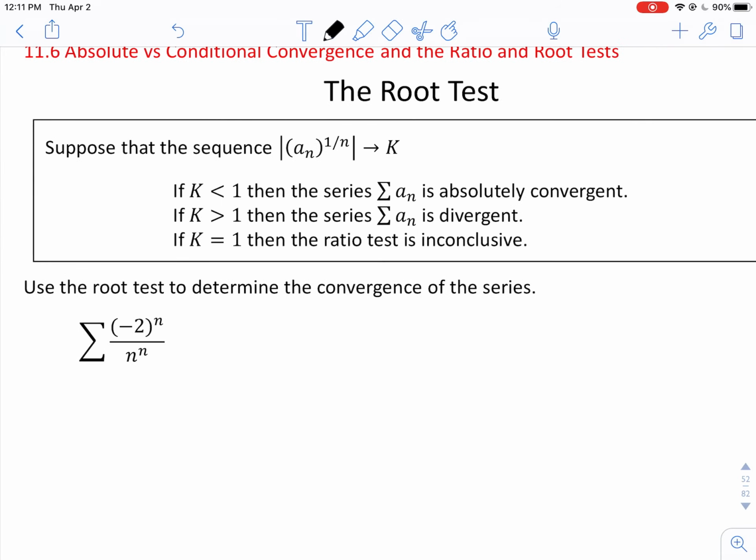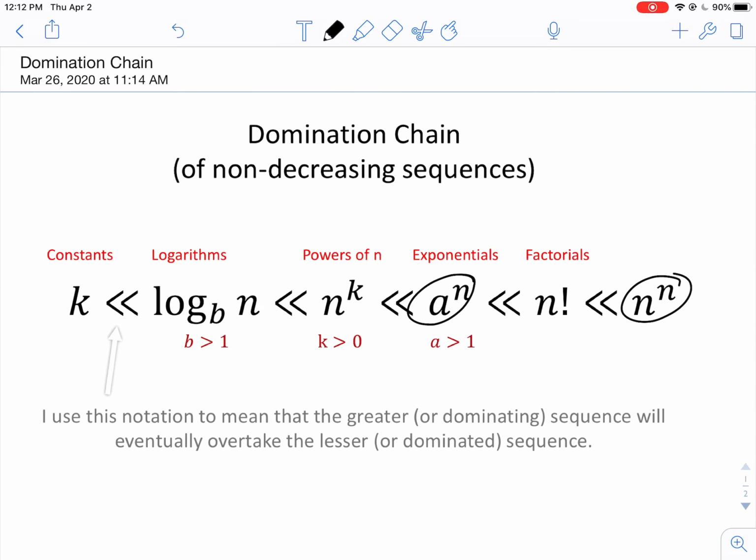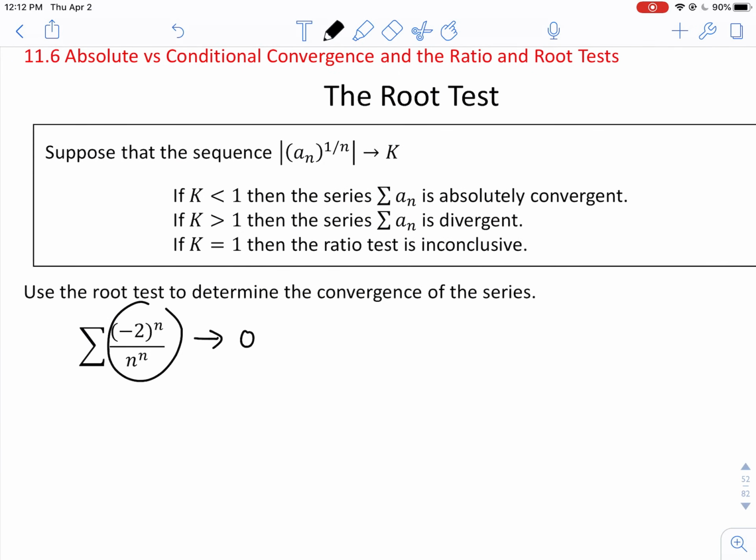The root test is a useful test to use instead of the ratio test when everything's being raised to the n, like both things here being raised to the n. Also, look at this. This is an n to the n, and here's a fixed number to the n. N to the n dominates, so it's going to grow much faster, meaning that as a sequence, this is approaching 0. But we still don't know as a series if it converges or diverges. So we're going to use the root test here.